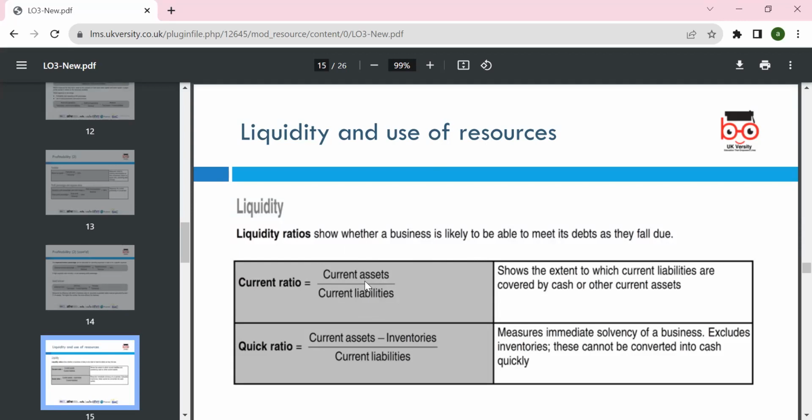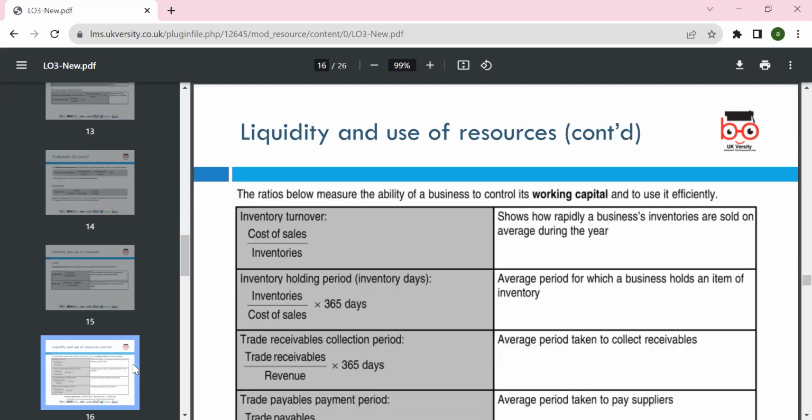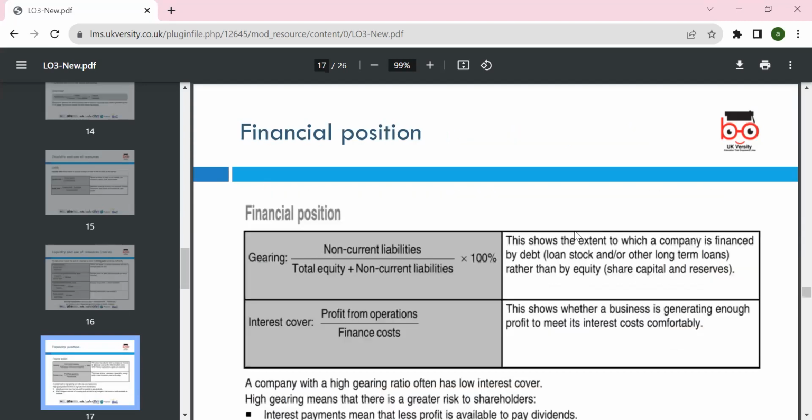Then again, the argument can be the nature of the business. The current assets minus inventory ratio should be 1 to 1, £1 worth of assets to £1 worth of liabilities. We'll go through this in a minute with actual data that will help us. So we can look at liquidity ratios and other resource use ratios. These ratios show how rapidly the business inventories are sold on average during the period, which we can compare across 2 years. Financial position is about gearing.